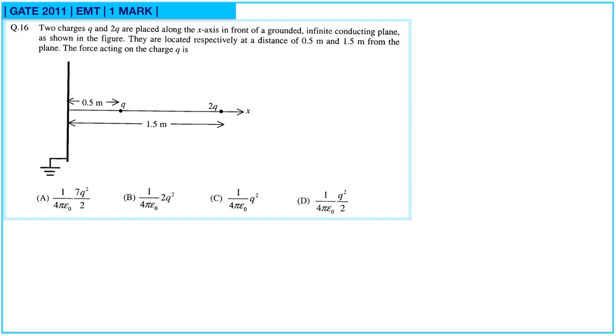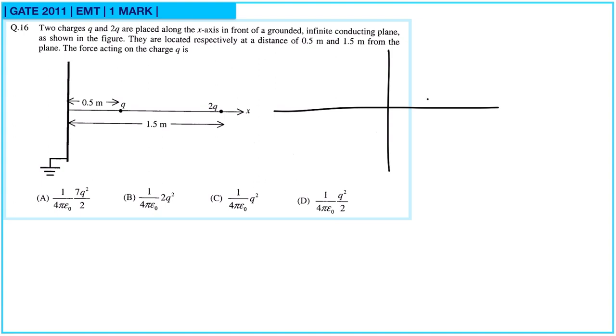Question number 16. Two charges Q and 2Q are placed along the x-axis in front of a grounded infinite conducting plane as shown in the figure. They are located respectively at a distance of 0.5 meter and 1.5 meter from the plane. The force acting on charge Q is. Now this is an infinite conducting plate, so we will use the method of image charges.